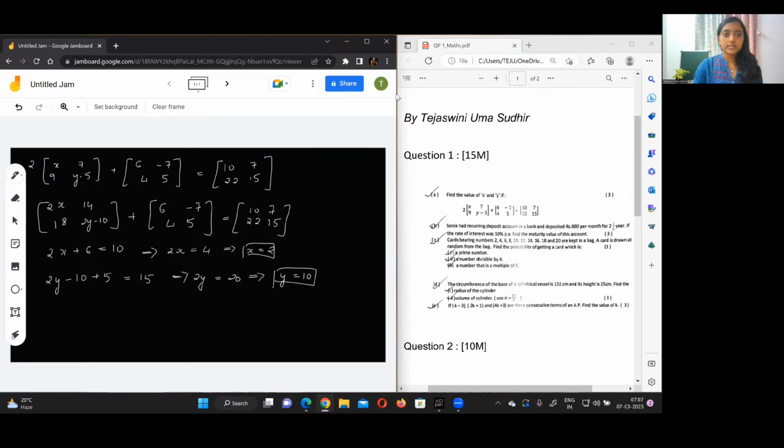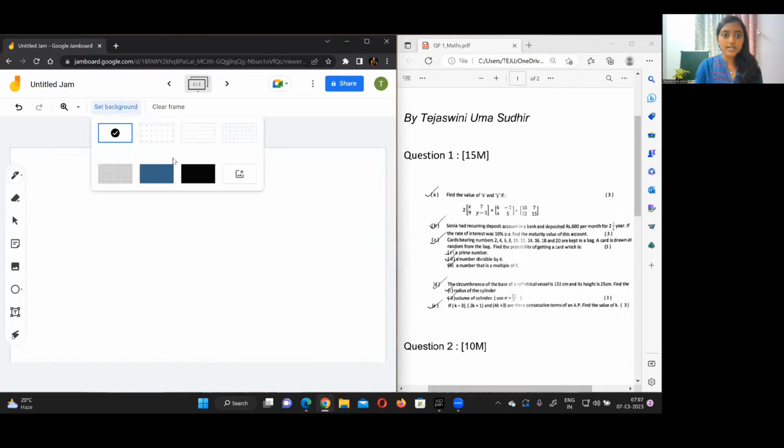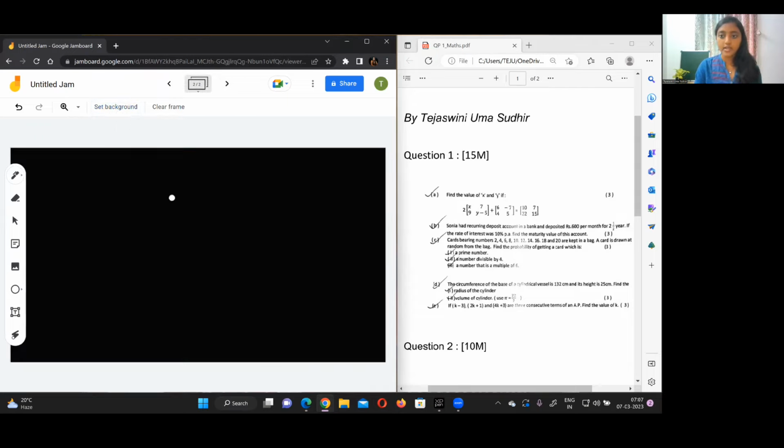Is this clear? The next question is a banking-based question. It says that Sonia has a recurring deposit in a bank and deposited 600 rupees per month for 2.5 years. If the rate of interest was 10% per annum, find the maturity value of this account. So it's a direct application of the formula.